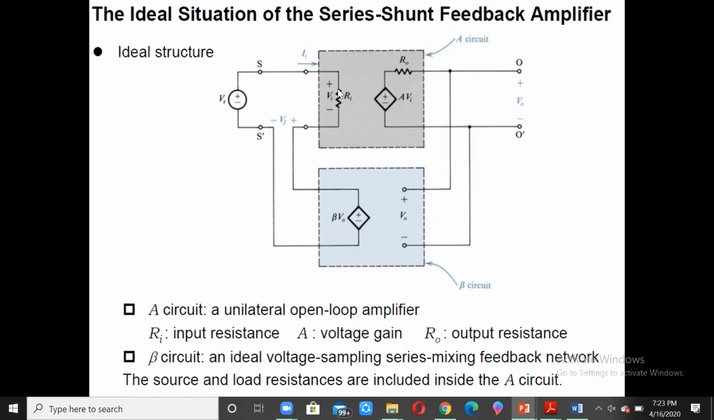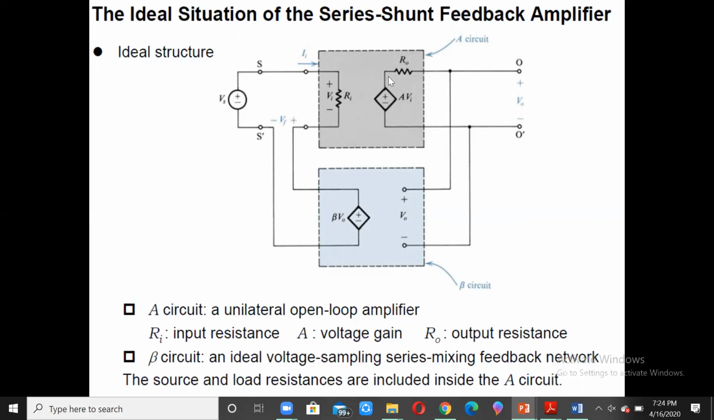The amplifier is replaced by this model, wherein we have the input resistance, the output resistance, and the amplified value of the input at the output side. Then we have a feedback network where we have V naught, and VF is equal to beta V naught. The amplifier and the feedback network are both considered unilateral.